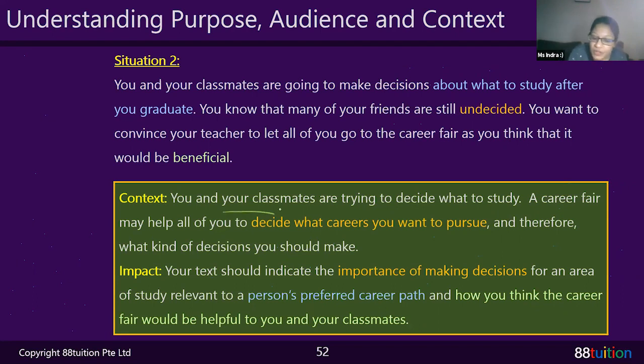So you and your classmates are trying to decide what to study, unsure of it, right? The career fair may help all of you to decide what careers you want to pursue, and therefore what kind of decisions you should make.